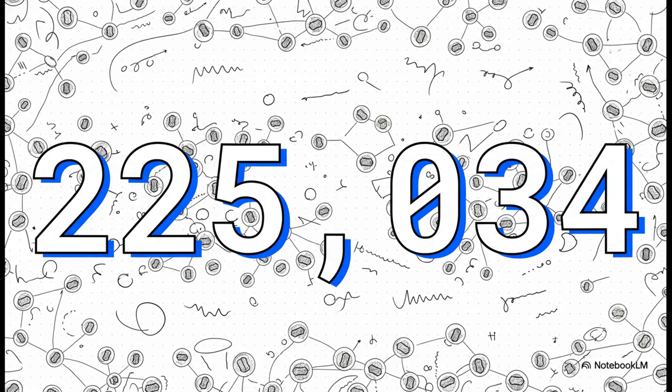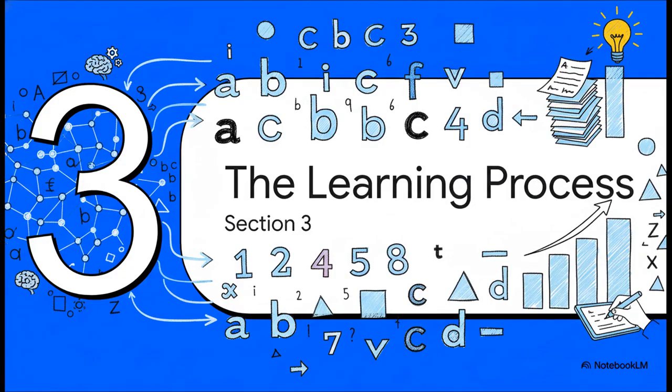Just think of them as tiny little knobs and dials. The entire goal of the learning process, the whole point of studying, is for the AI to figure out, all by itself, how to tune every single one of those 225,000 knobs just right to get the correct answer every time. Which brings us to my favorite part. It's like the training montage in a movie.